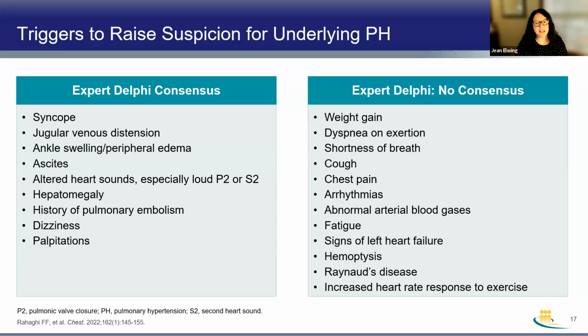They could not find a consensus on some of the other things that may concern us, like dyspnea on exertion, shortness of breath, cough, arrhythmias, fatigue. Those things they were not able to come together to say, yes, that is a warning sign for pulmonary hypertension. All of those we should pay attention to, address, and evaluate, but as a group, really the right heart failure signs and symptoms were the most concerning for the Delphi analysis.